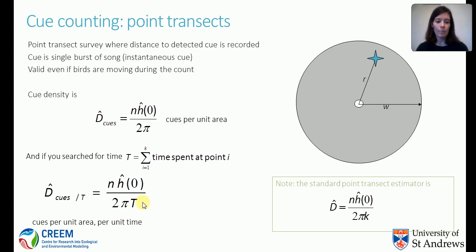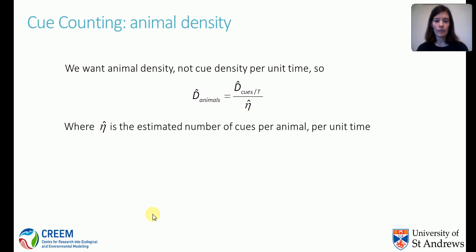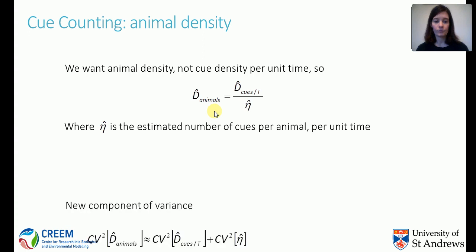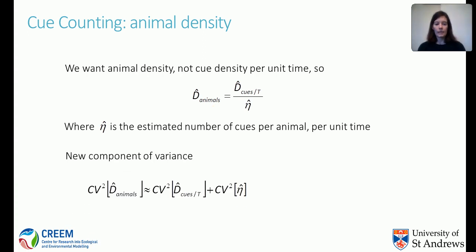When we incorporate the time into our density estimator, that allows us to estimate the number of cues, or the density of cues per unit area per unit time. And then the final step is to turn that density of cues per unit area per unit time into an estimate of animal density, and in order to do that we need the cue rate, which is the estimated number of cues per animal per unit time. And then we can take our density of cues and divide it by the cue rate to give us the density of animals. And so in this case we have another component of variance. We have the CV associated with our density of cues per unit time, and then we have the CV associated with the cue rate, and combined that allows us to estimate the CV of the density of animals.